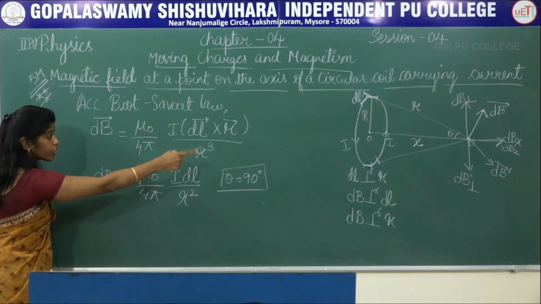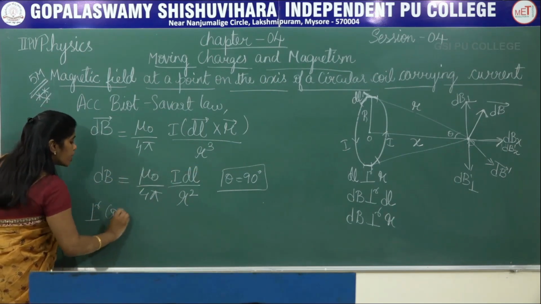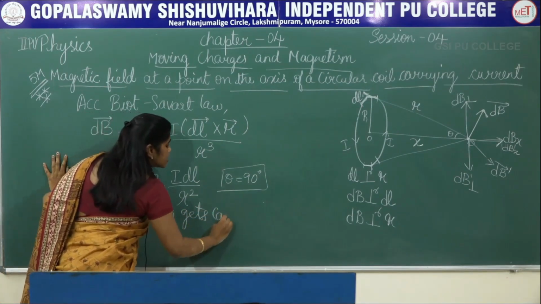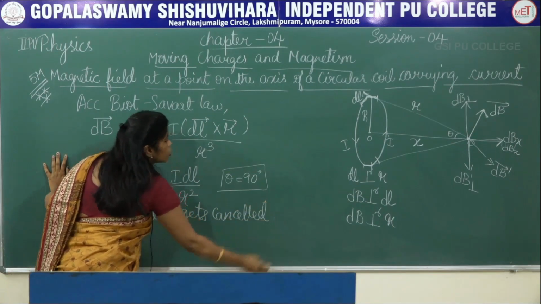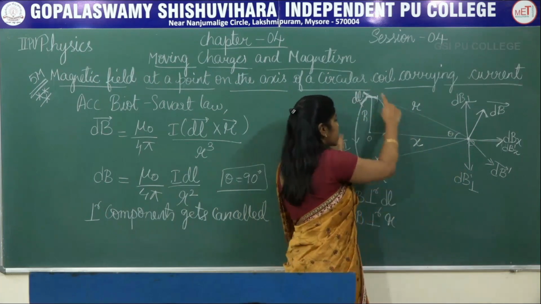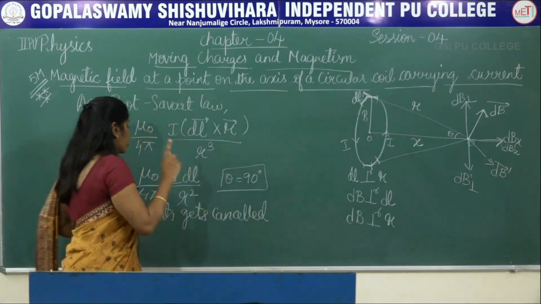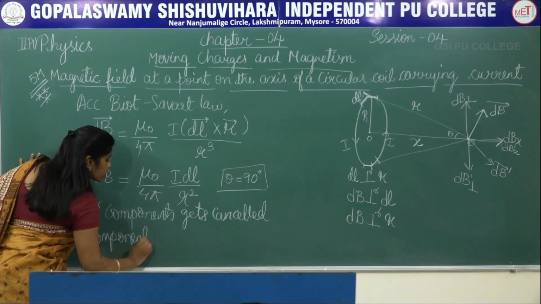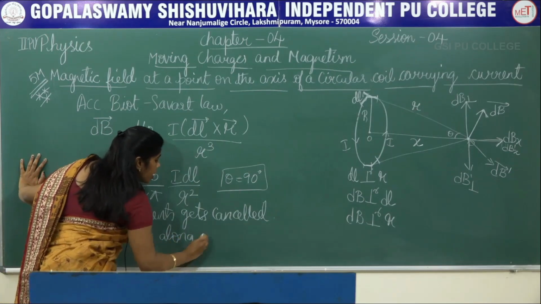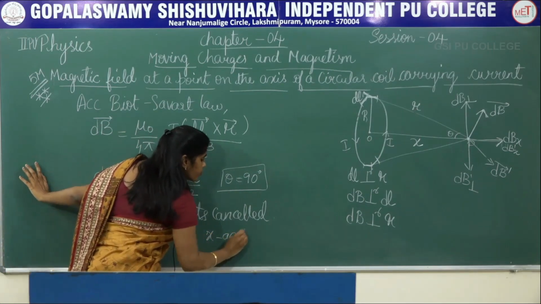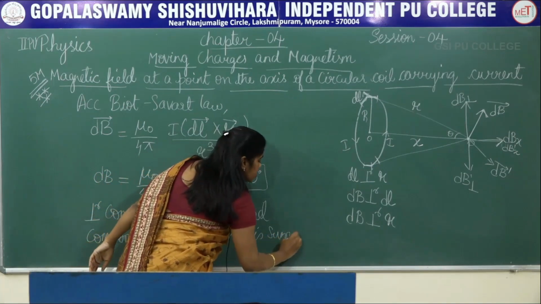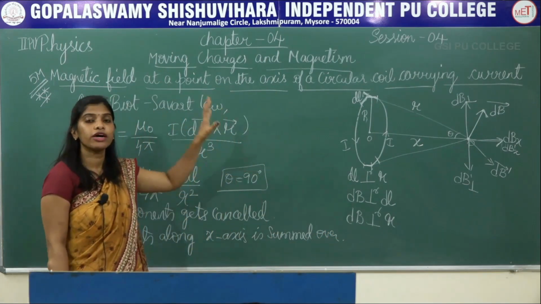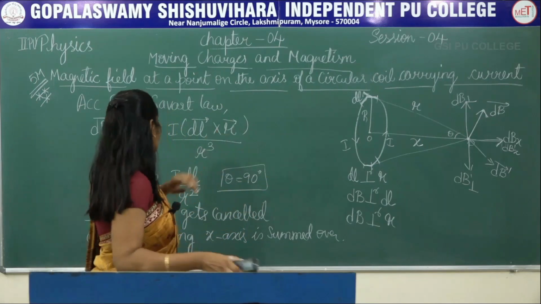Now, I have already told you that the perpendicular components get cancelled. So the perpendicular components of all these current elements get cancelled, and only the components along the x-axis are summed up. So we are going to add only the x components. So let us proceed with this.